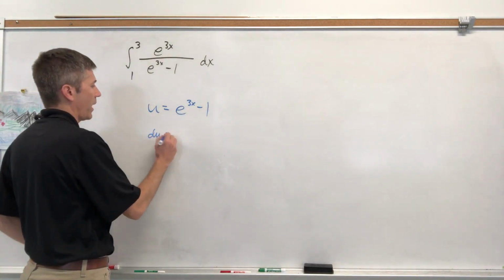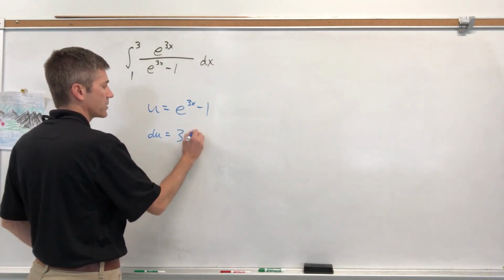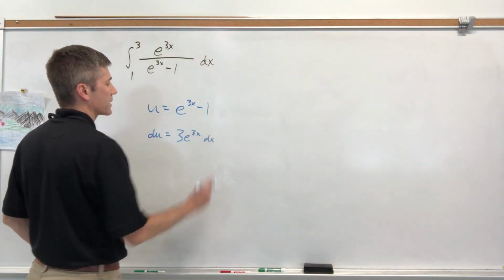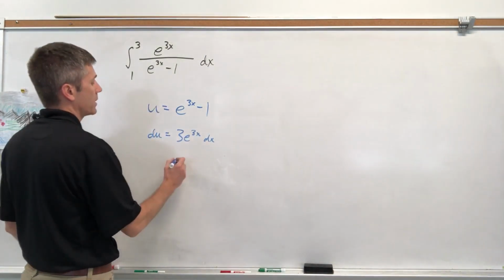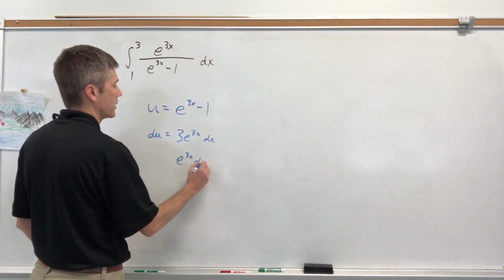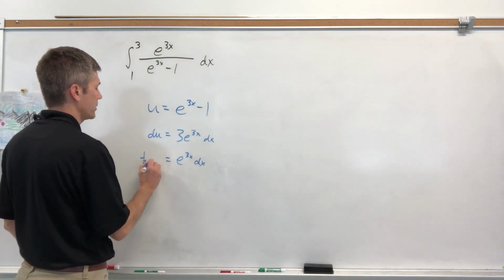So the derivative of that would be 3e to the 3x, chain rule, and then dx. So I don't want 3e to the 3x. I want 1e to the 3x. So I have 1/3 du.